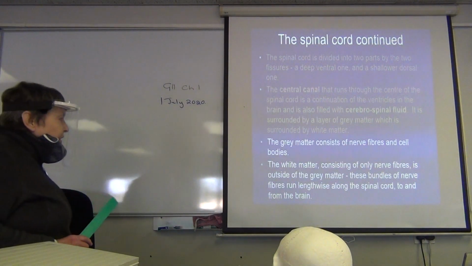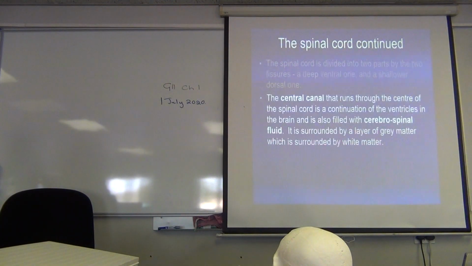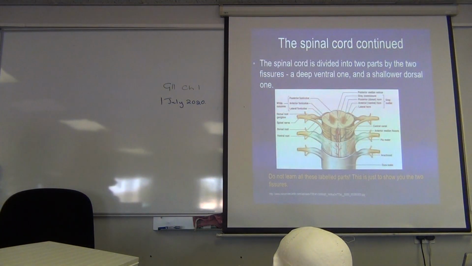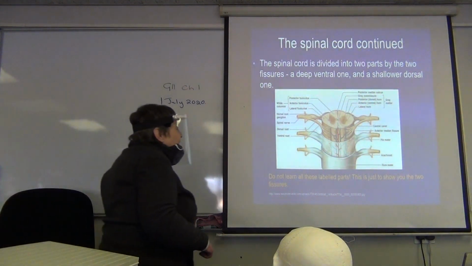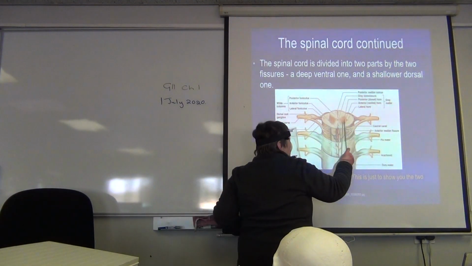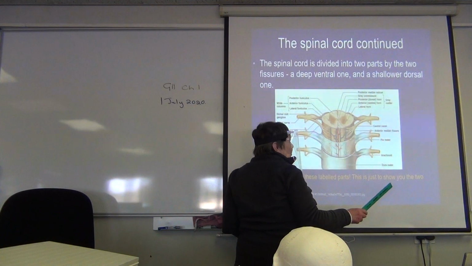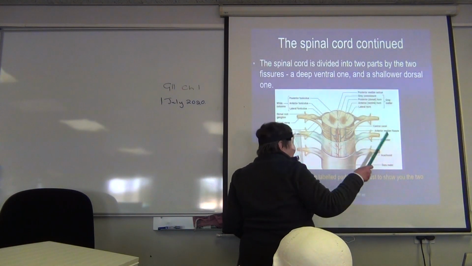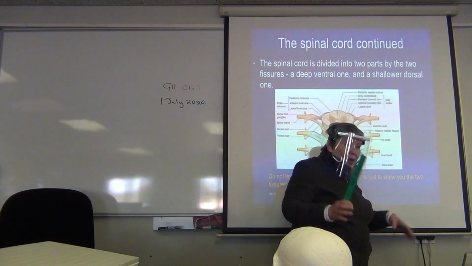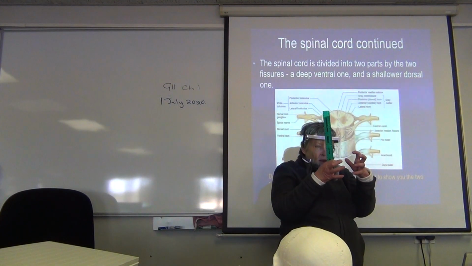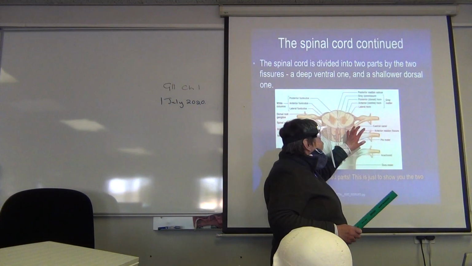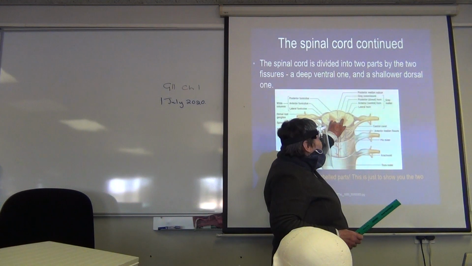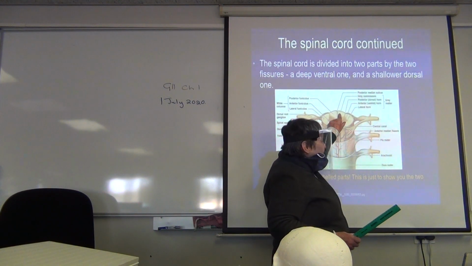What you can also see in that picture, now I've got to go back to that picture, is that there are two kinds of matter in the spinal cord. Just as there's two kinds of matter in the brain, there's grey matter and there's white matter. But remember that in the brain, the grey matter is on the outside and the white matter is on the inside. Here, the grey matter is on the inside and the white matter is on the outside.